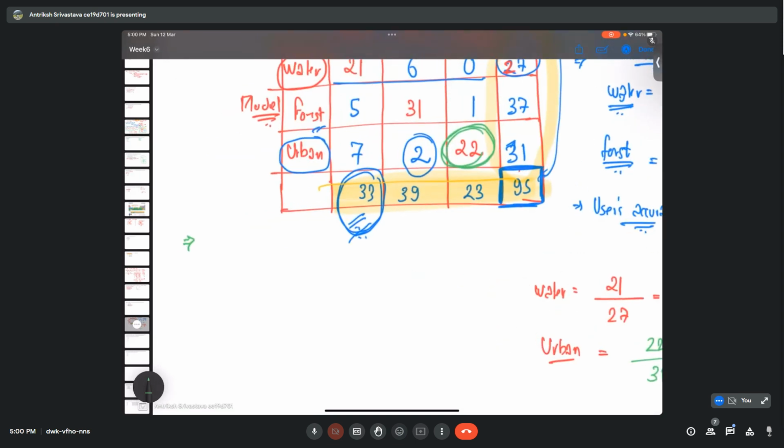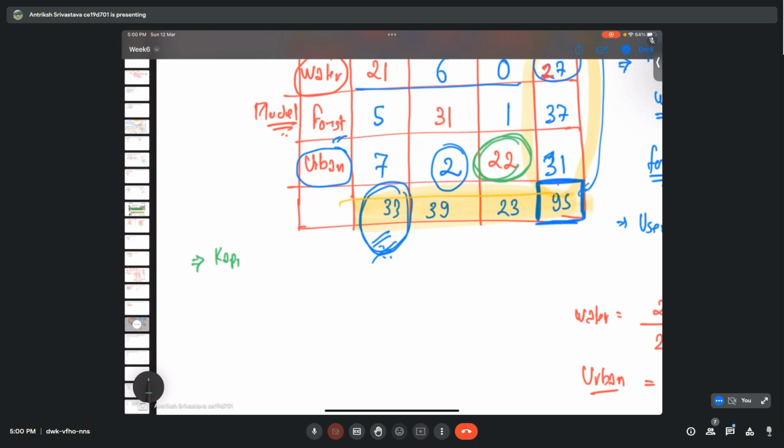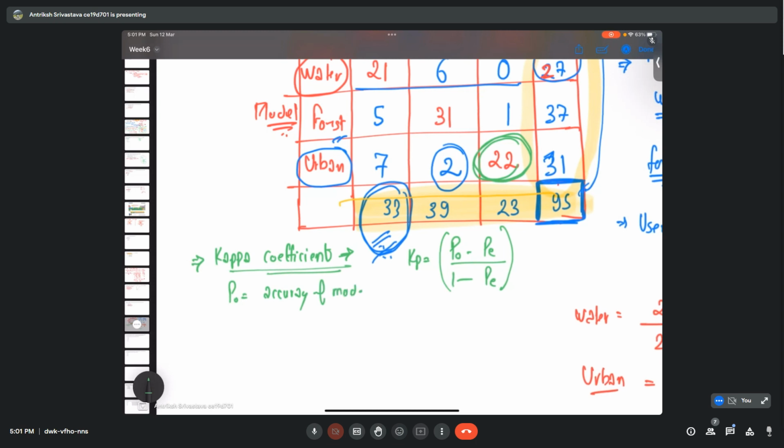So let me make it a little bit bigger. We have kappa coefficient. It measures the accuracy of the model or the predictability of the model. So how it does the measurement is that it compares the accuracy two times, one of your model and one if the model was randomly by chance getting the answers correct. So the formula actually is simply P naught minus PE divided by 1 minus PE, where P naught is the accuracy of your model, total accuracy.